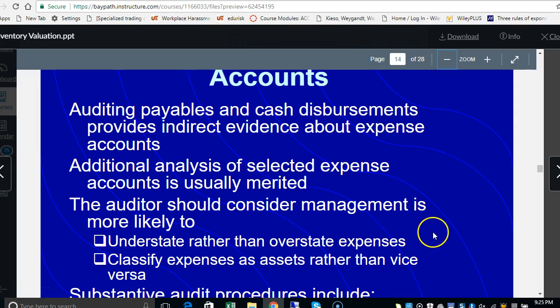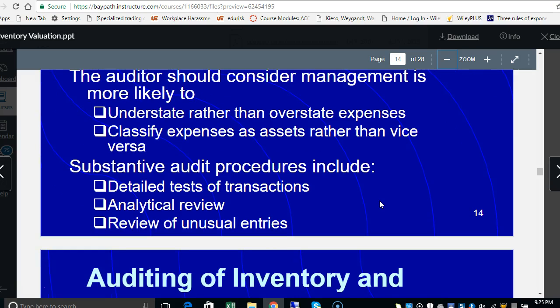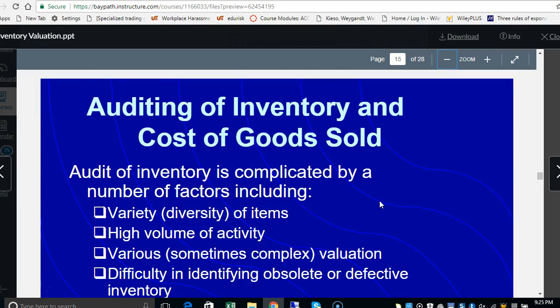The auditor should consider management is more likely to understate rather than overstate expenses, and classify expenses as assets rather than expenses. Substantive audit procedures will include detailed tests of transactions, analytical review, and review of unusual journal entries.